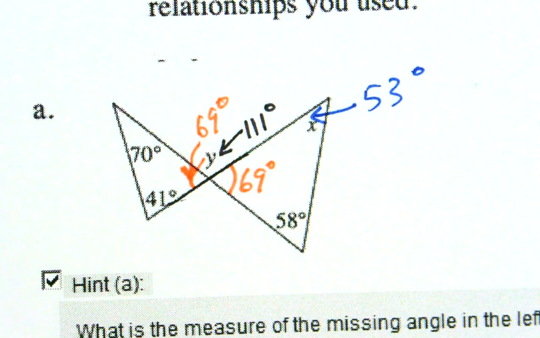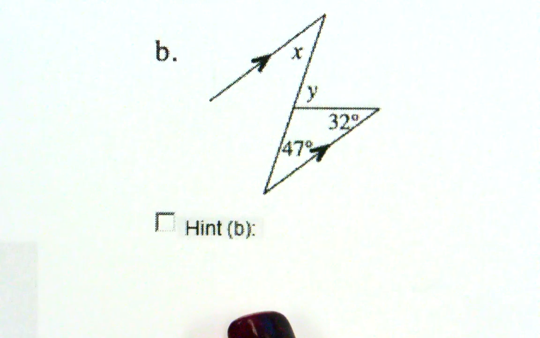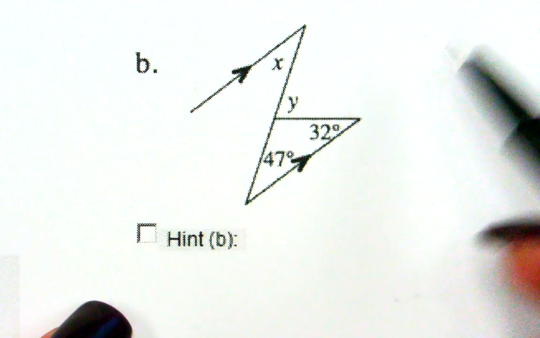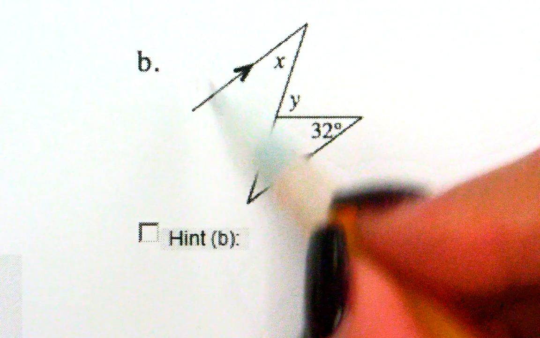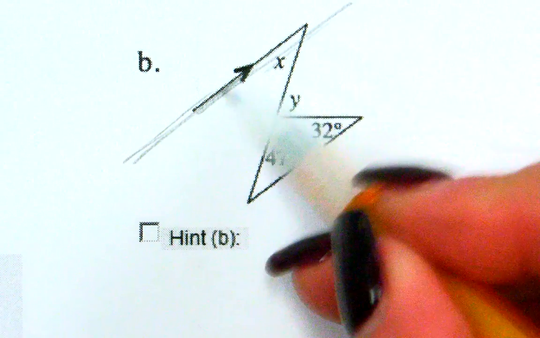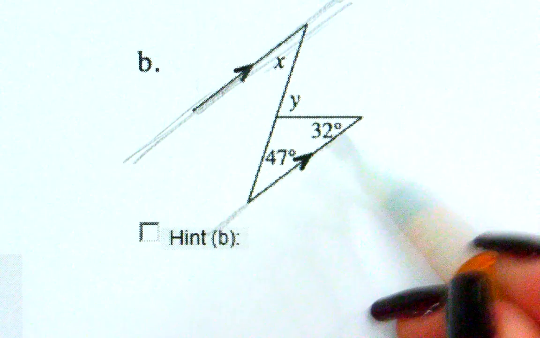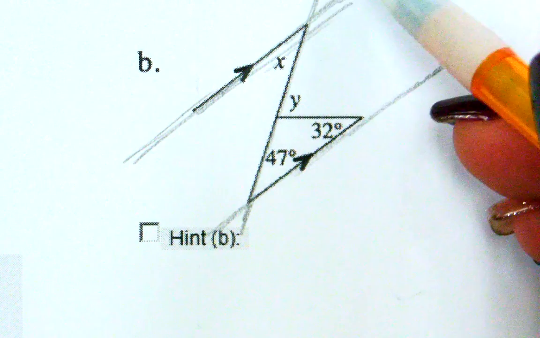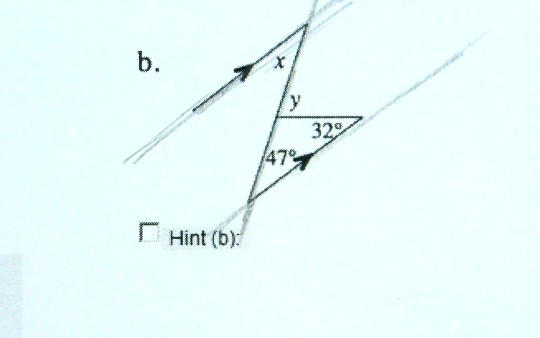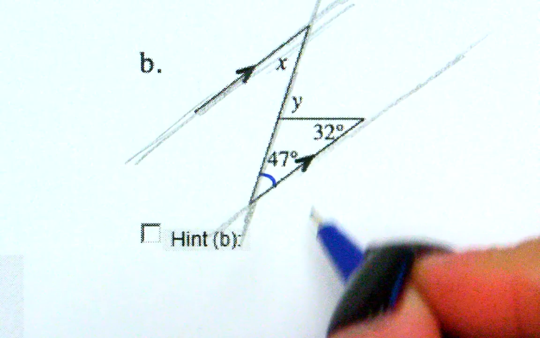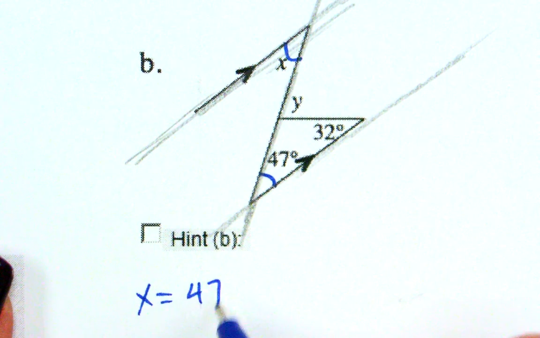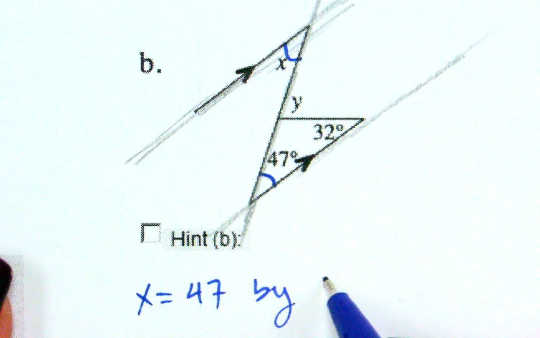My bad. Okay. Now x and y for the next part. So we have a triangle, and then we have two parallel lines over here. I'm going to just lightly trace those out over here, and then it makes it a little bit more convenient to see that 47 in this corner here and x are actually alternate interior angles. So x is going to be equal to 47 by alternate interior angles.